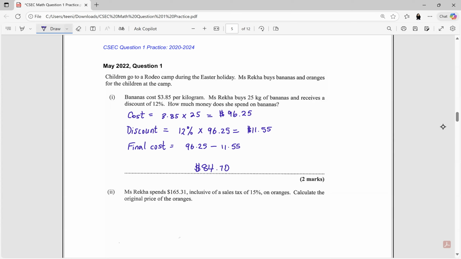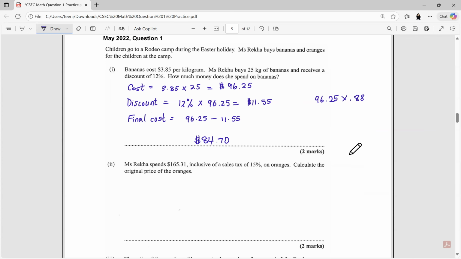Another thing you could have done is, if the discount is 12%, then that means she'll be paying 100 minus 12% of the original cost. So 100 minus 12 is 88%. So you could have calculated 88% of 96.25. So 96.25 times 0.88. Let's see if you get the same answer. And you do, $84.70, right? Any method works. Right, anybody did part two?